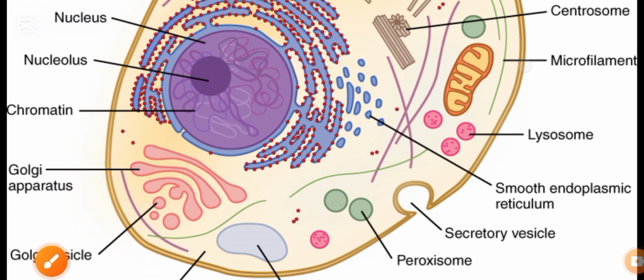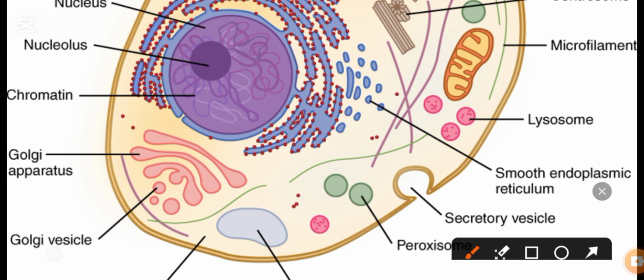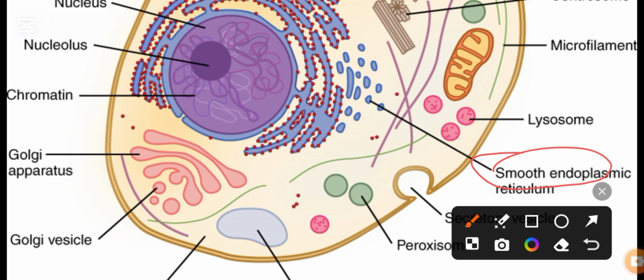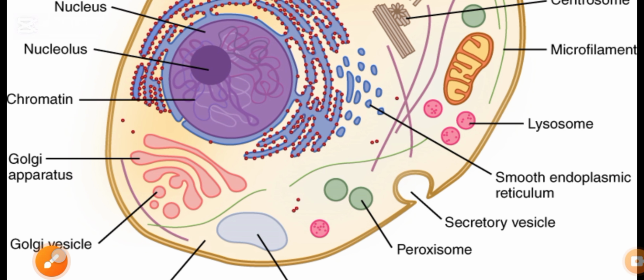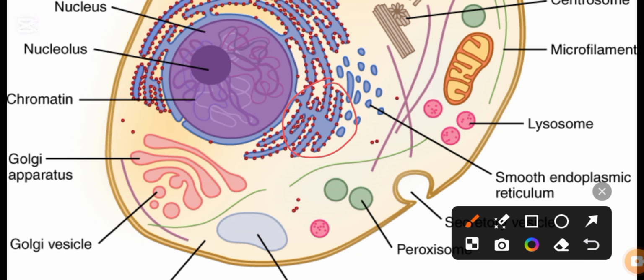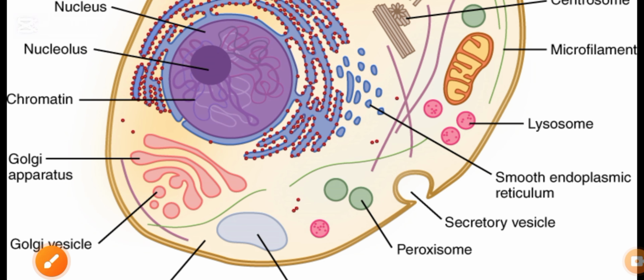As you can observe, this is our smooth endoplasmic reticulum, and in our smooth endoplasmic reticulum there is nothing bound to this. There are no ribosomes bound to that. But in the rough endoplasmic reticulum, there are ribosomes. Those structures there are ribosomes bound to the rough endoplasmic reticulum. So that is the difference. Since in the rough endoplasmic reticulum there are ribosomes bound to it, their functions will be different. So what is the function of the smooth endoplasmic reticulum and what is the function of the rough endoplasmic reticulum?